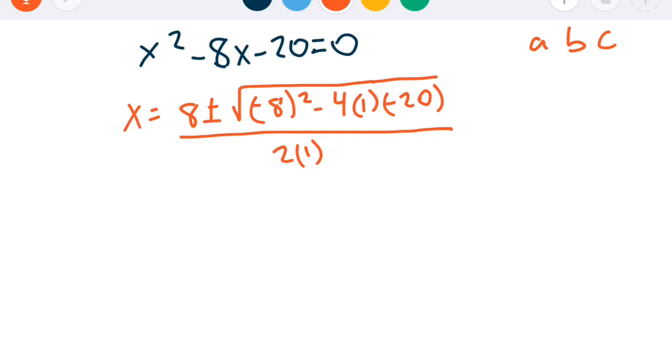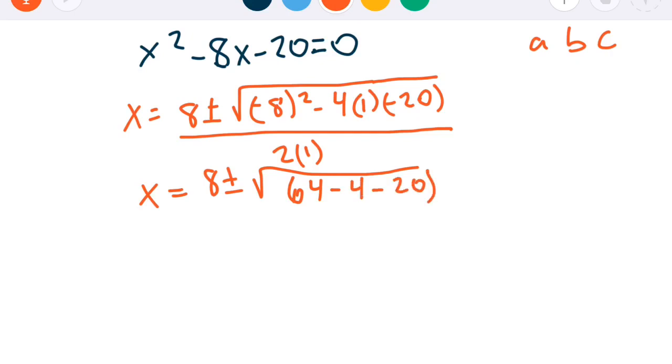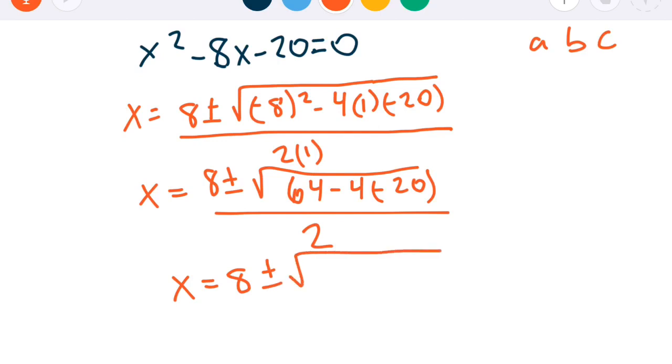Alright, so the next step is going to be to simplify. So we have all this stuff inside the parentheses that we're going to simplify. So negative 8 in parentheses squared is 64. Minus 4 times negative 20. Alright, so taking it a step further, we have the square root of 64. So negative 4 times negative 20 is positive 80. So we have 64 plus 80, so that is 144, all divided by 2.